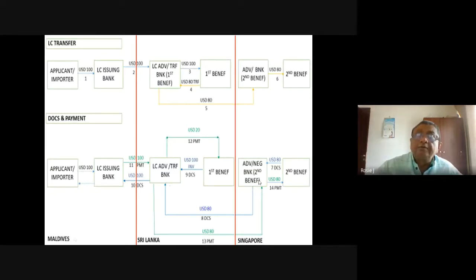Right? And then what they do is, Singapore Bank will give the $80 to Mr. Tang. Tang has got his money. That $20 extra will be credited to the parent company. So this transferable LC is basically like a middleman's job. Pereira did not have any ACs. He bought from Singapore and sold to Maldives and made $20.